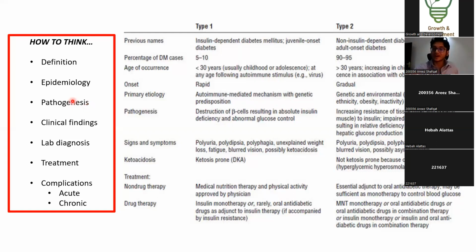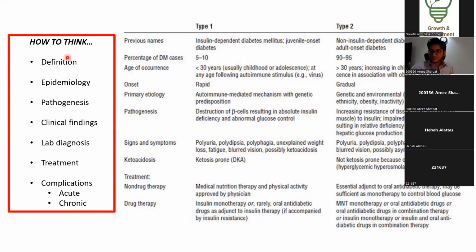The pathogenesis is how the disease developed, the mechanisms behind it. Then I like to discuss the clinical findings. Then the lab diagnosis, then the treatment, and then any complications. So this is a method which I use to sort of organize diseases. And hopefully this will make it easier for you.